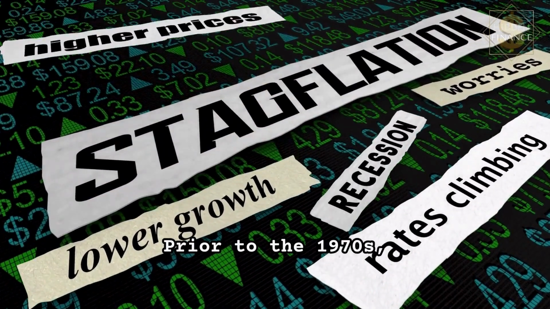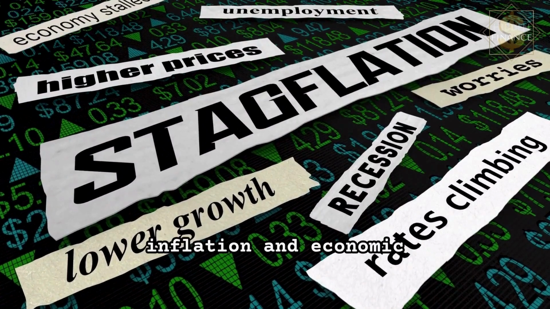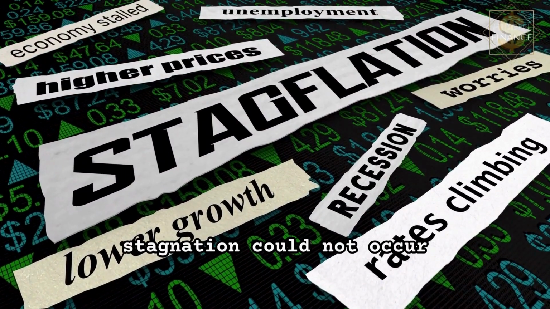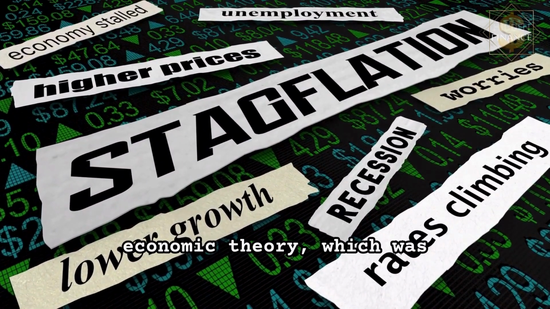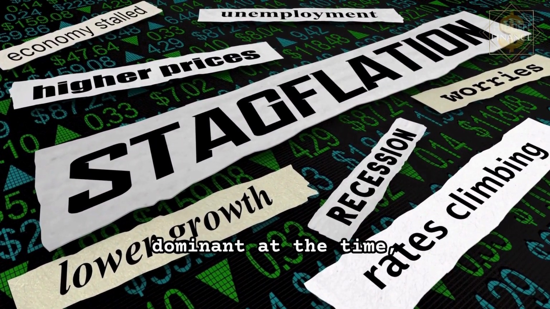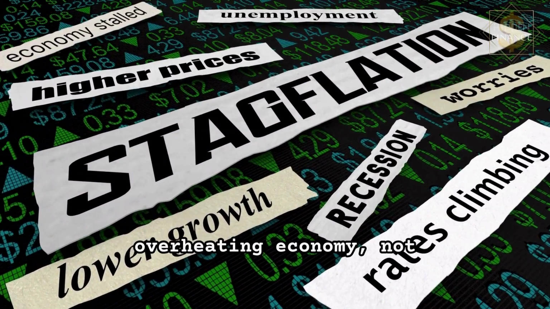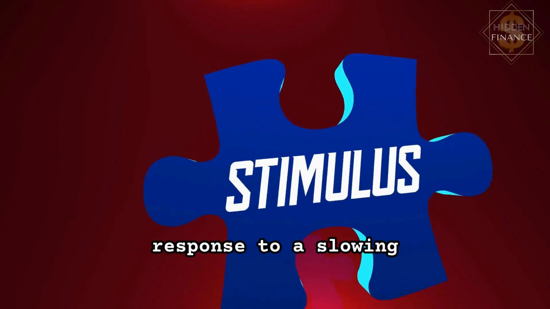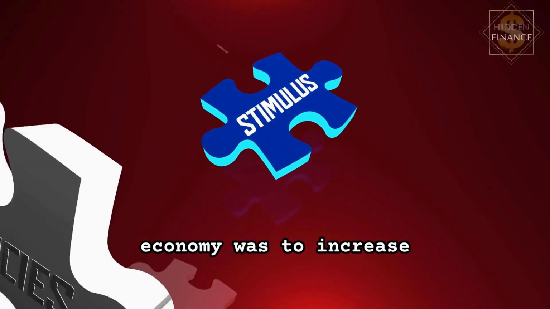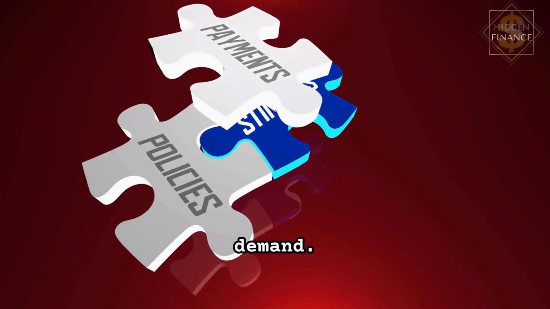Prior to the 1970s, most economists believed that inflation and economic stagnation could not occur simultaneously. According to Keynesian economic theory, which was dominant at the time, inflation was a sign of an overheating economy, not one that was stagnating. The traditional Keynesian response to a slowing economy was to increase government spending to stimulate demand.